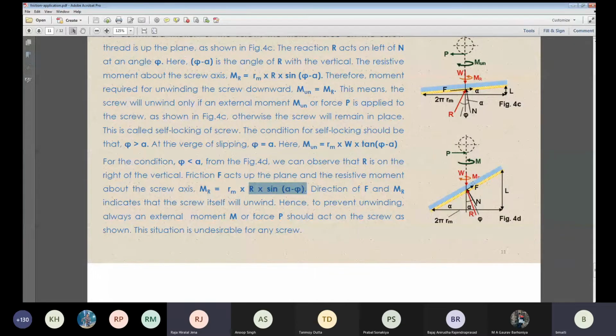Sir, I do not understand how you write the moment equation, because the direction of Rm and R sine alpha minus phi would be the same. Sir, I also don't understand how we are writing the moment in every equation. The direction is the same, so how are you taking the cross product? It will be zero, na?